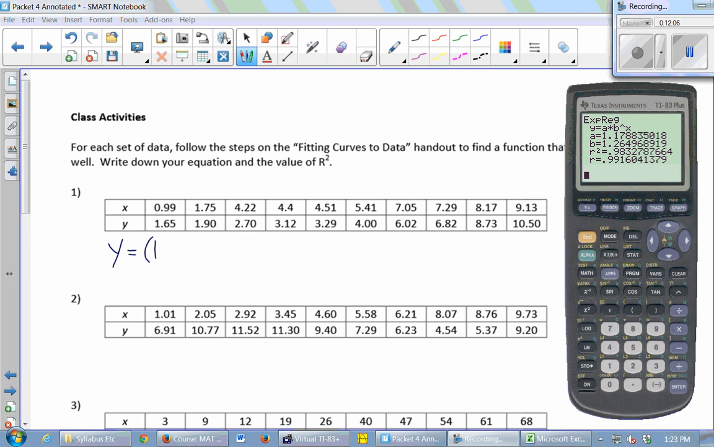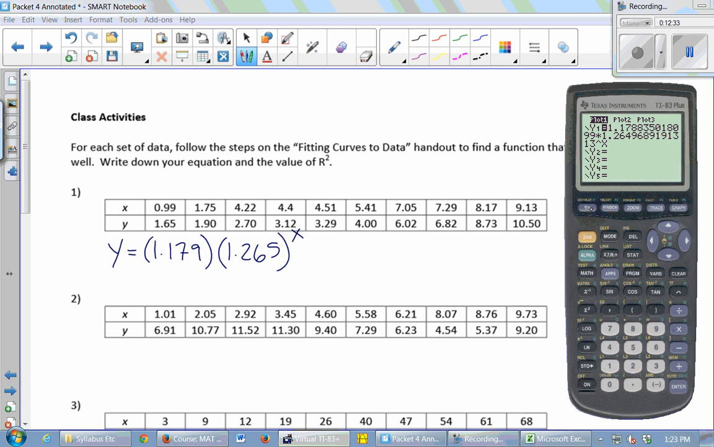So my function is going to be y equals a times b to the x, where a is 1.179 times b, which is 1.265 to the x. So that's going to be my model. When you're writing down the equation, like in your activities, you can just do 2 or 3 decimal places. And if you're going to use your model for something, it's pasted in Y1. So you can plug numbers in using your table or solve things graphically if you want to.